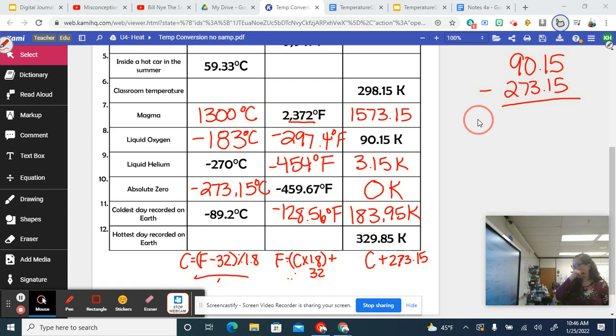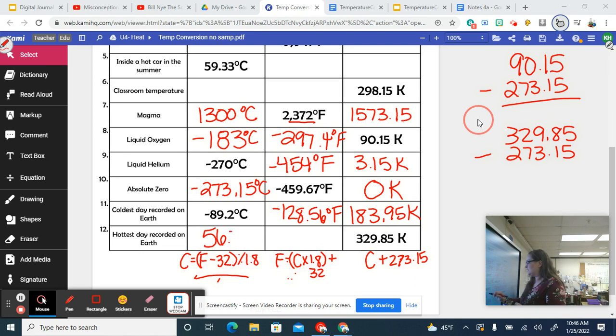Figure out the hottest day recorded on Earth. Here we go. So the first thing we've got to do is the subtraction. So 329.85 minus 273.15 equals 56.7. 56.7 degrees Celsius. And then times 1.8, enter, plus 32, enter, 134.06 degrees Fahrenheit. All right.